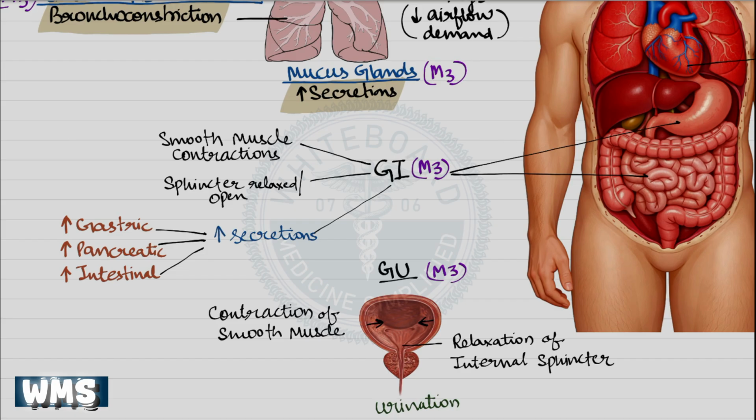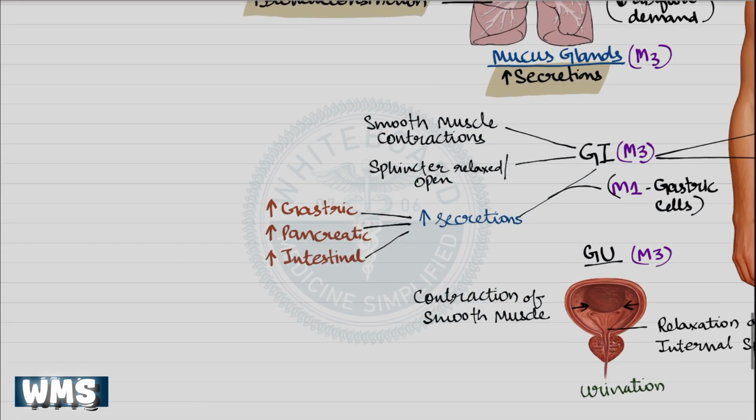ultimately facilitates urination. In addition, M1 receptors are also present in gastric parietal cells. These M1 receptors are also Gq coupled, so when stimulated by acetylcholine, they help in the secretion of gastric acid.